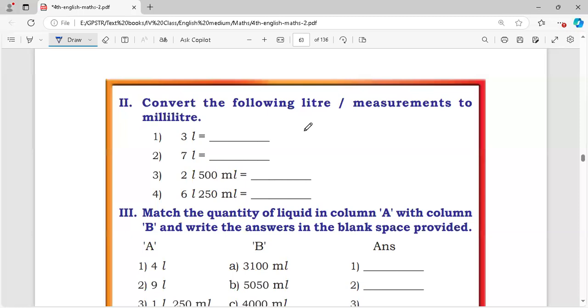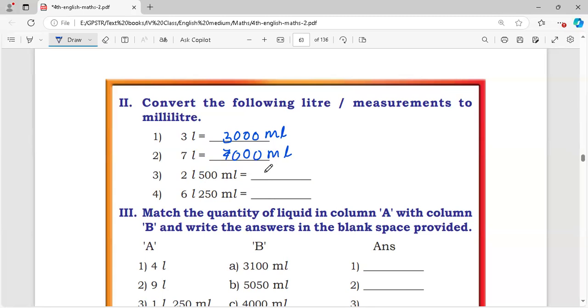Second one, convert the following liter measurement to milliliter. 1. 3 liter is equal to 3000 milliliter. We know that 1 liter is equal to 1000 milliliter. That's why just multiply 3 into 1000. We get 3000 milliliter. 7 liter, 7000 milliliter.